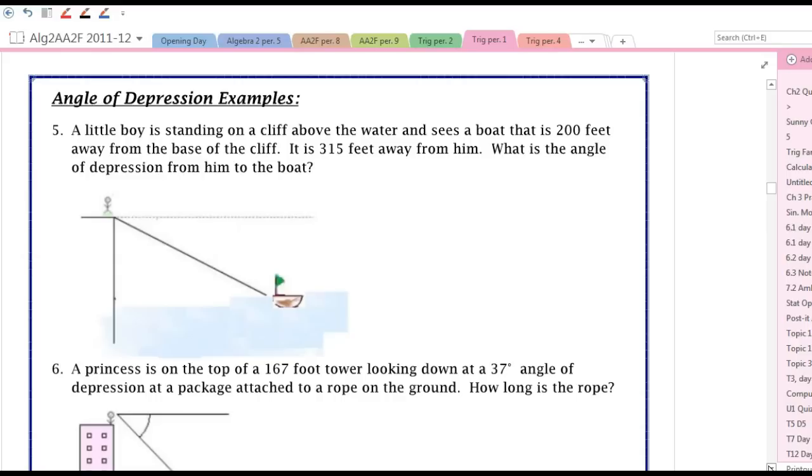So we have some pieces of information here. And it says the boat is 200 feet away from the base of the cliff. Where's the cliff? It's over here. This is the cliff. Sort of a primitively drawn cliff. Okay? The boat is 200 feet away from the base of the cliff. It also says the boat is 315 feet away from the boy. That's the diagonal distance.